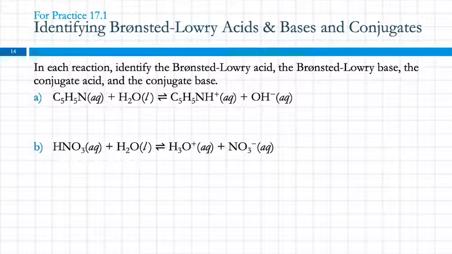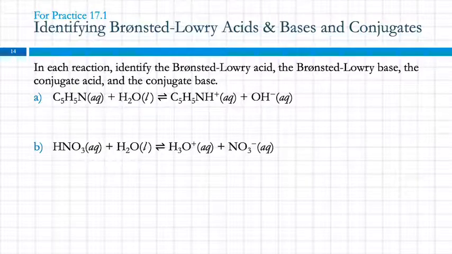So here we're asked, in each reaction, identify the Bronsted-Lowry acid, the Bronsted-Lowry base, the conjugate acid, and the conjugate base. Now, we should be familiar with the names of these different definitions, but if you don't remember what the definition for Bronsted-Lowry acid is, just skip over the Bronsted-Lowry part and say, where's the acid? What's the acid? You're going to end up with the same answer.